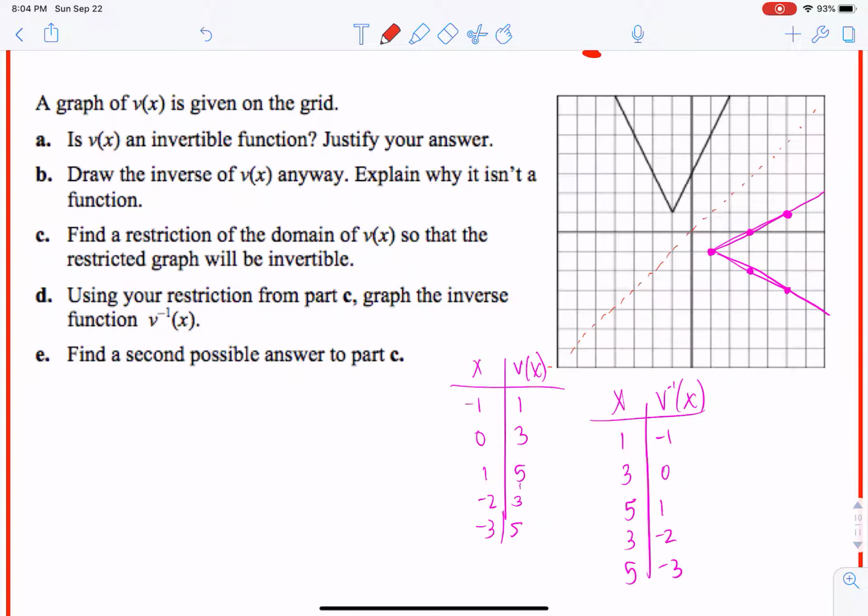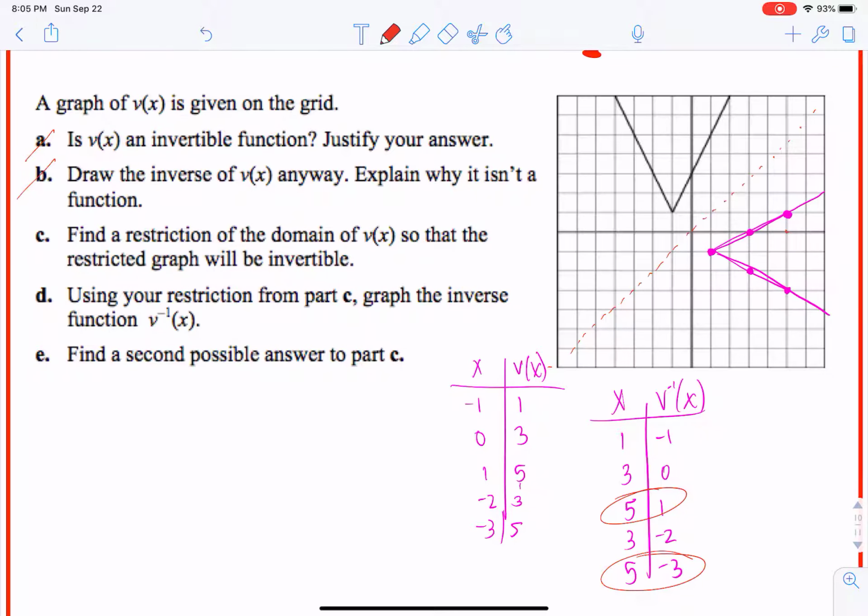So explain why it isn't a function. I can see here that for 5, there are 2 outputs. One of the outputs is at 1, and one of the outputs is at -3. So that takes care of A, that takes care of B.